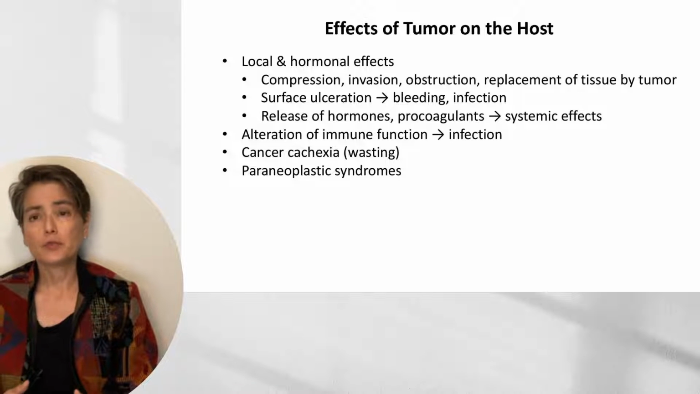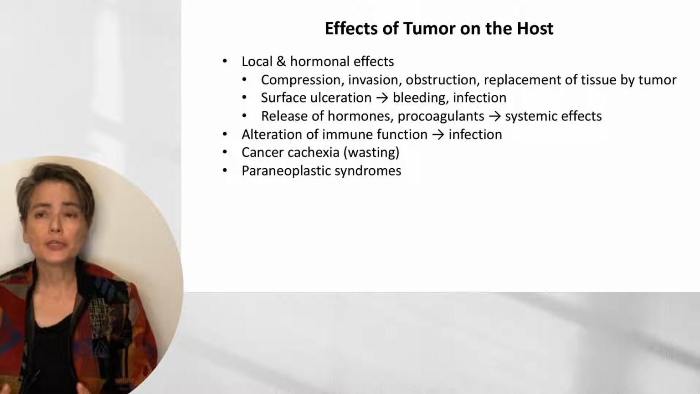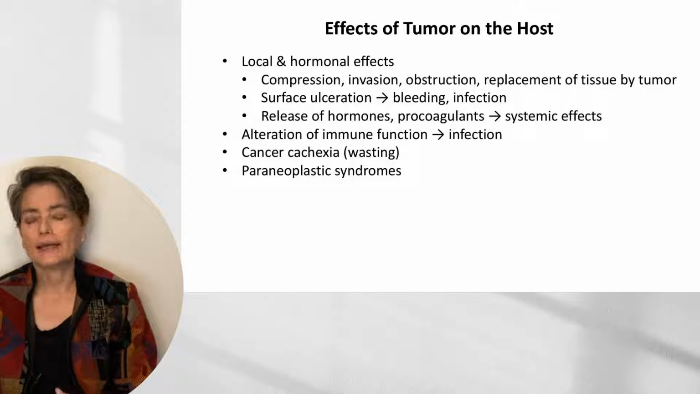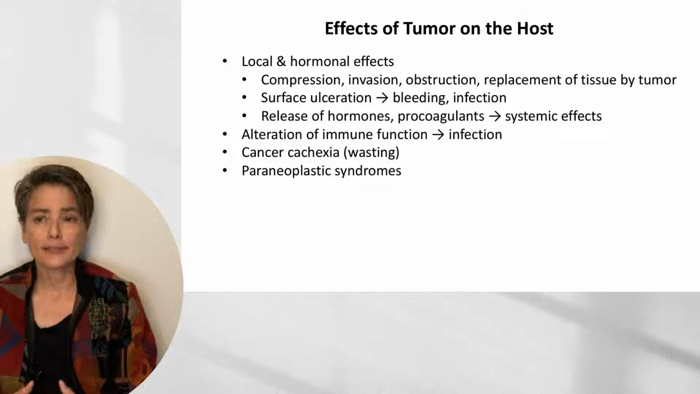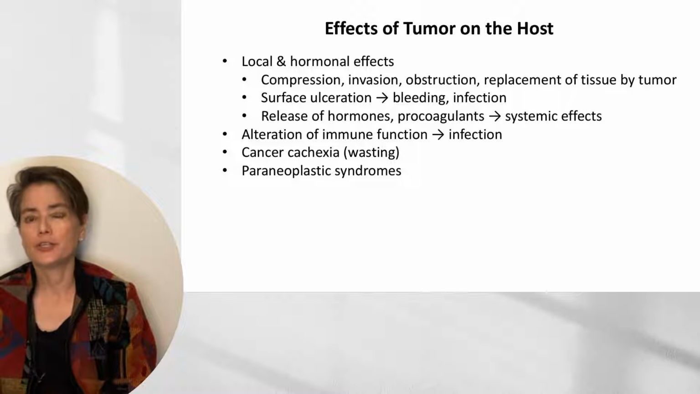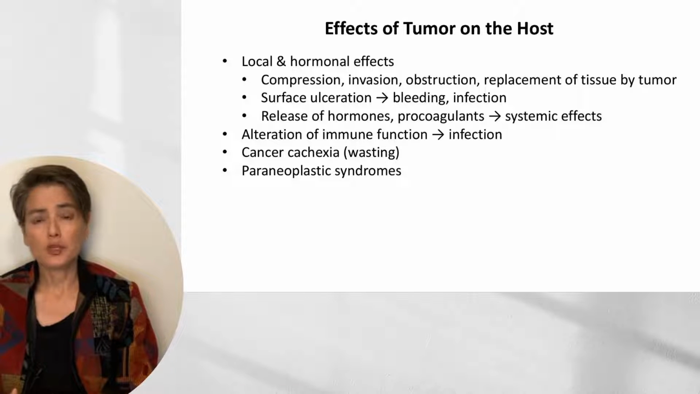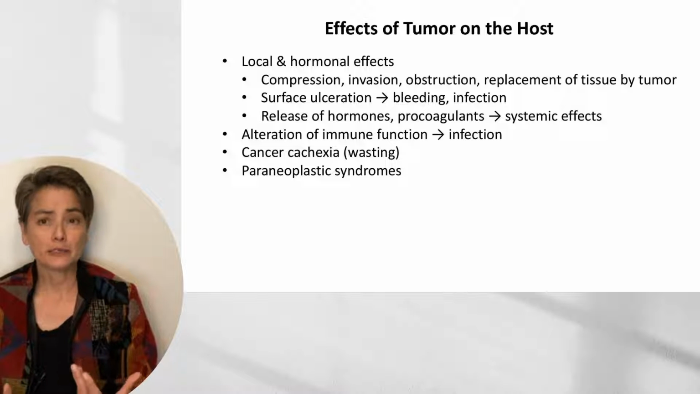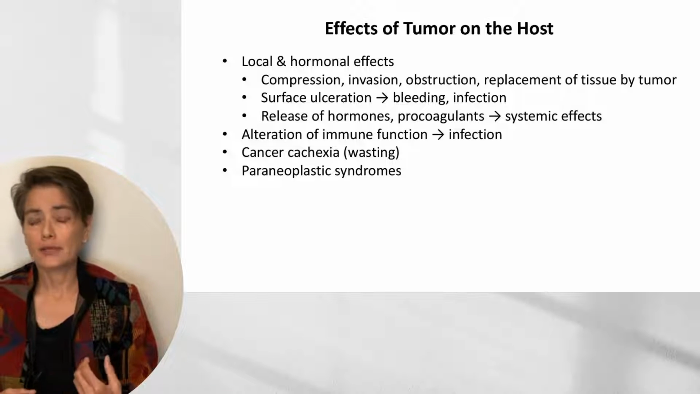An example of this would be obstruction of the common bile duct due to pancreatic adenocarcinoma. And we can also get replacement of tissue by tumor, and as that tissue is destroyed, we can get a loss of function, so hormones or other factors that are typically secreted by that tissue. Now, depending on where the tumor is, we may get surface ulceration. That can be on the skin, for example, a basal cell carcinoma or a squamous cell carcinoma. And with that ulceration, we can get bleeding as well as a risk of infection.